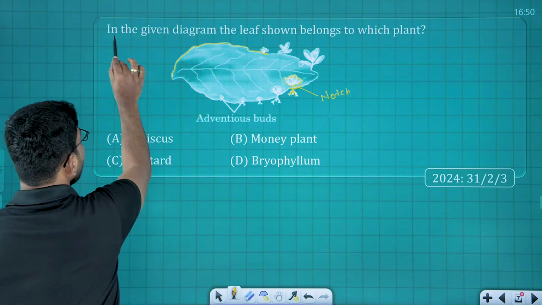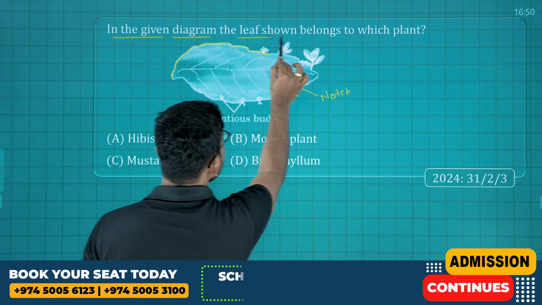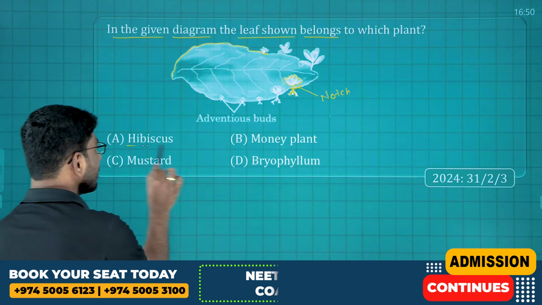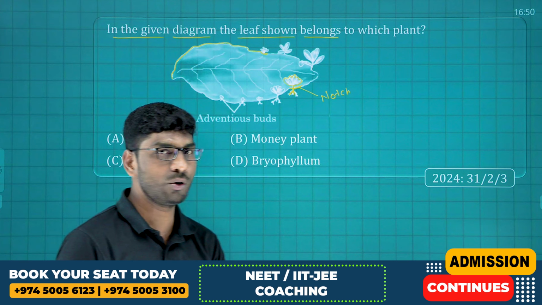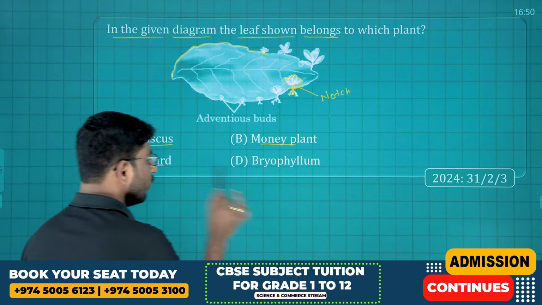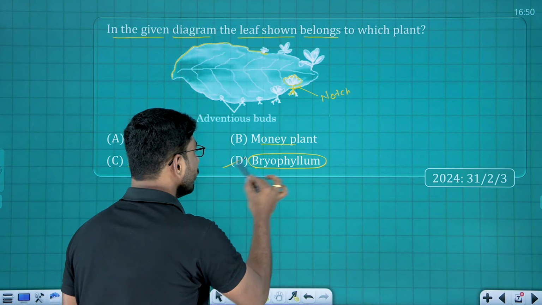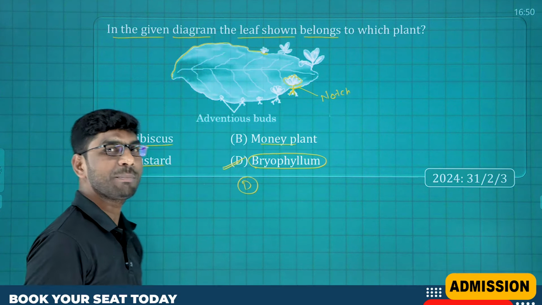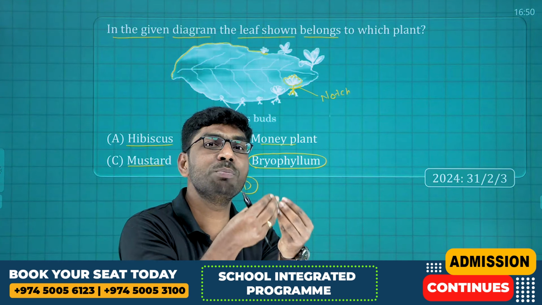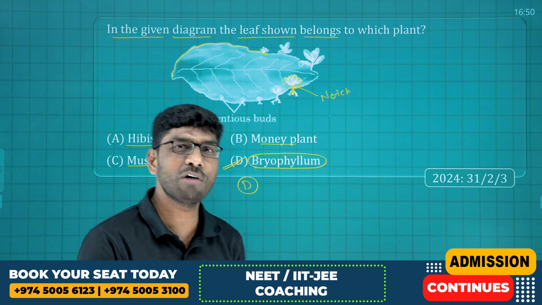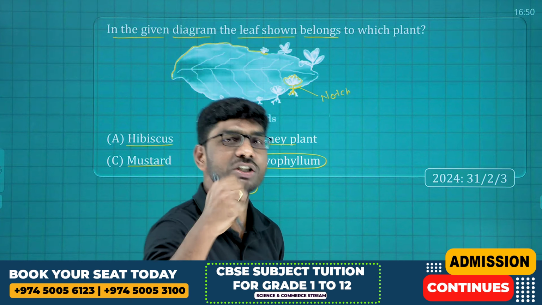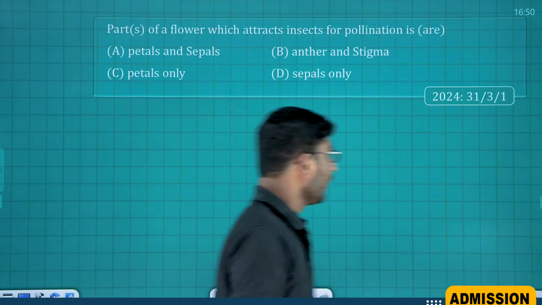Look at it. In the given diagram, the leaf shown belongs to which plant? Hibiscus rosa-sinensis, that means China rose? No, it is not China rose. Money plant? No, it's not money plant. Mustard? No. Bryophyllum. Bryophyllum is a type of vegetative reproduction. In the notches of the leaf margins, a small new plant can develop. So this is an example of what? An example of asexual reproduction. What kind of asexual? Vegetative propagation. Clear? Next question.